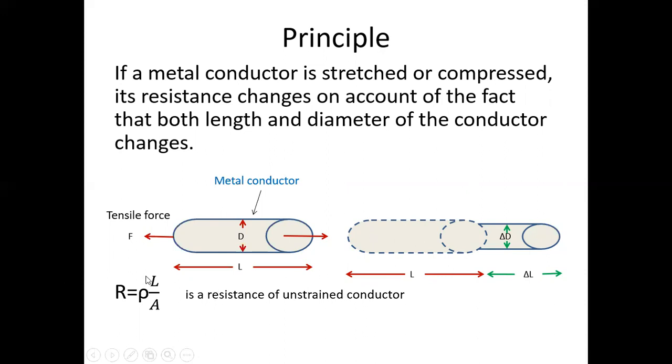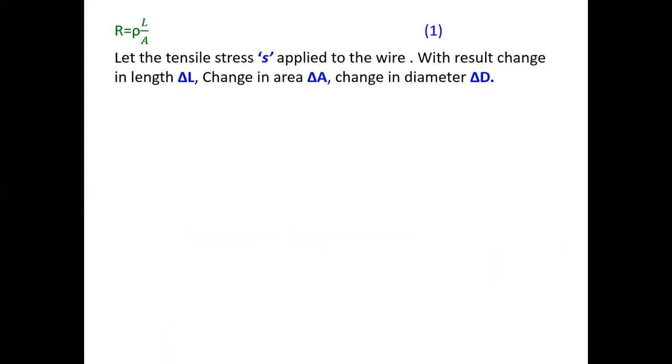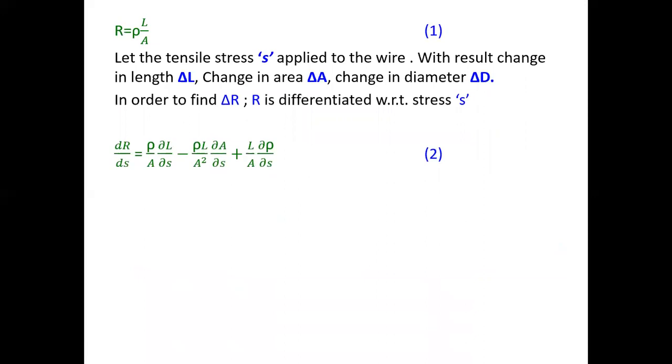According to the resistance formula, R is equal to rho L by A. This is the resistance of the unstretched conductor. But we can find the resistance of that conductor after the stretching. After the stretching, the force is applied on that object for the stretching. And after the stretching, the resistance value is R equal to rho L by A, where L becomes L plus delta L.